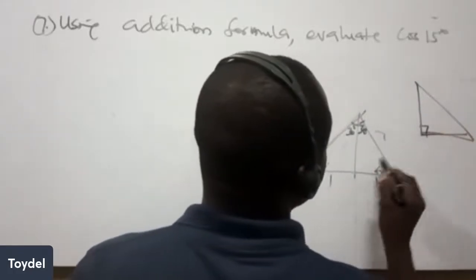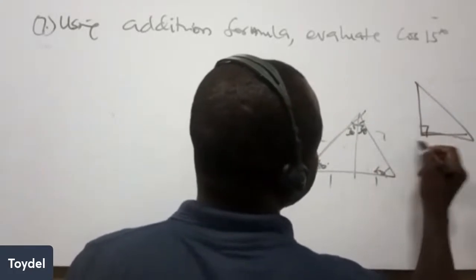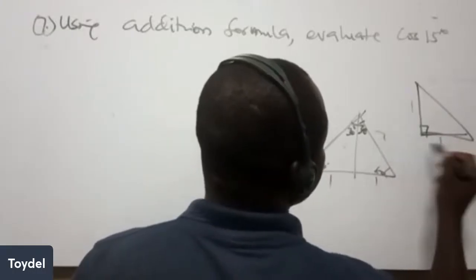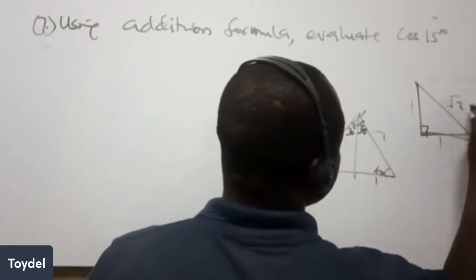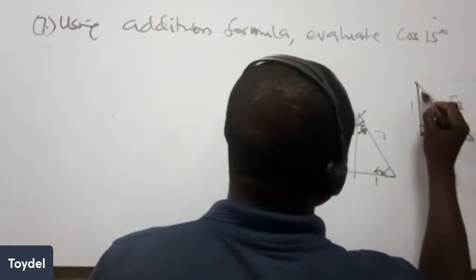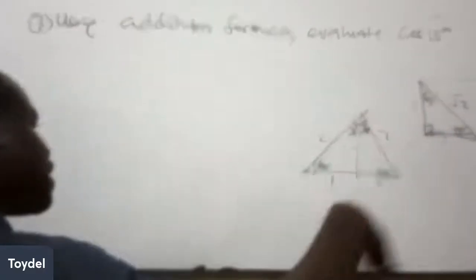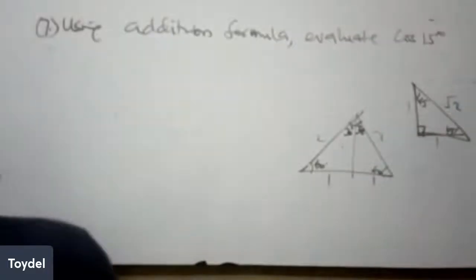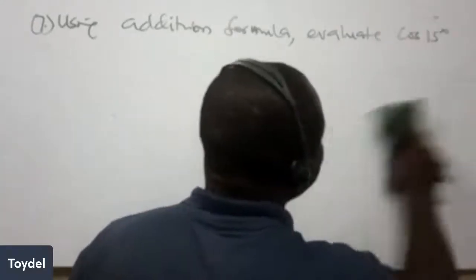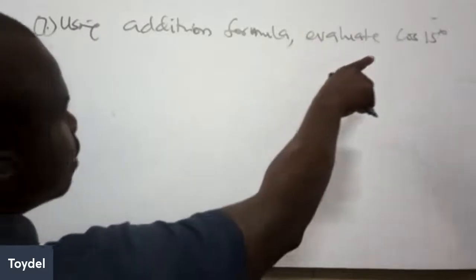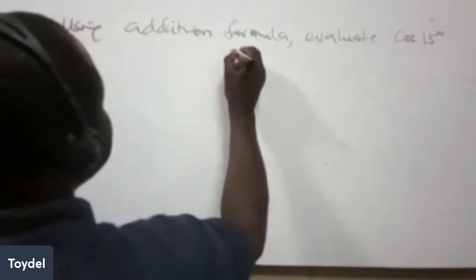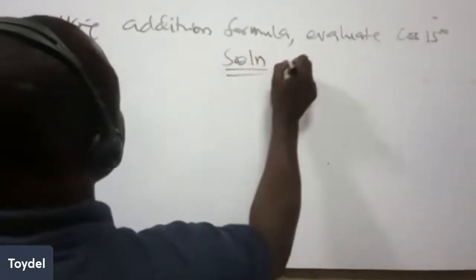You use this isosceles triangle. This will be 1, 1. So when you take the square, this will be square root of 2. Here is 45. This place is also 45. So for special angles, we know their values, but we also have some angles that are not special, just like 15. So how do I know the cosine of 15? That's the reason why we have addition formula.